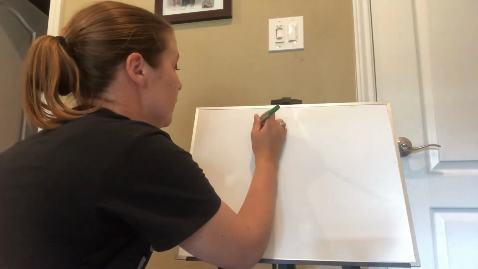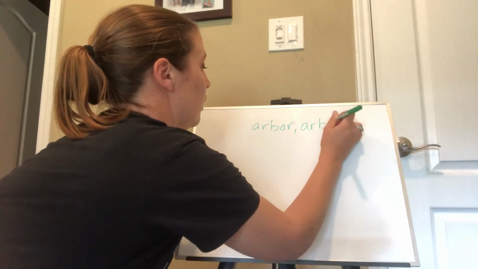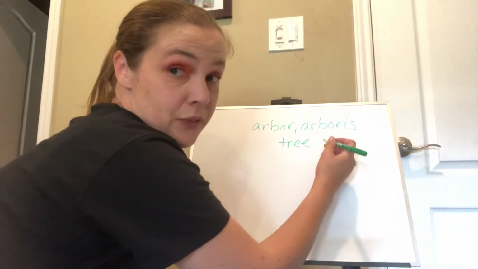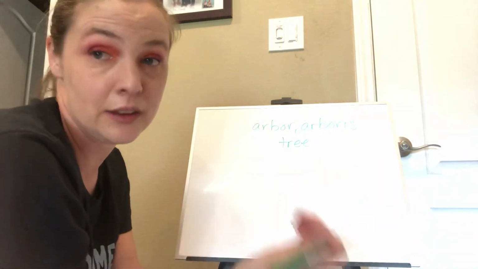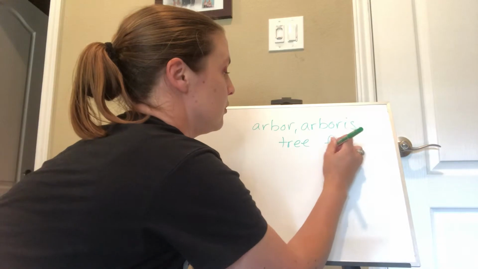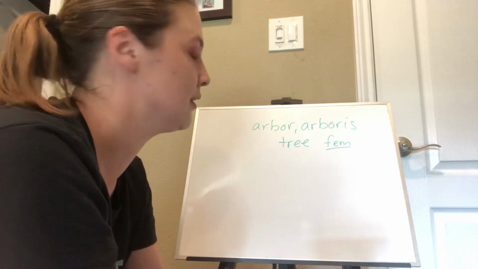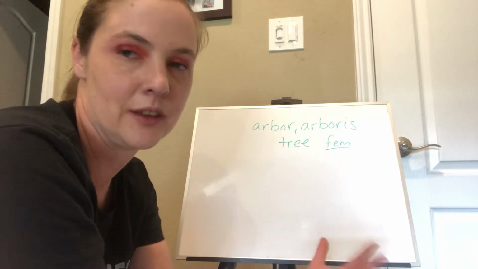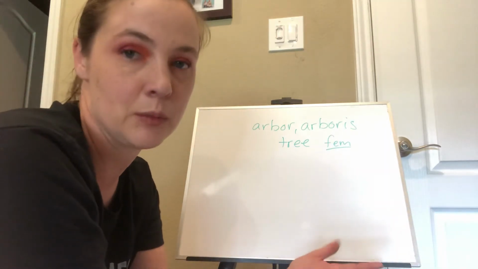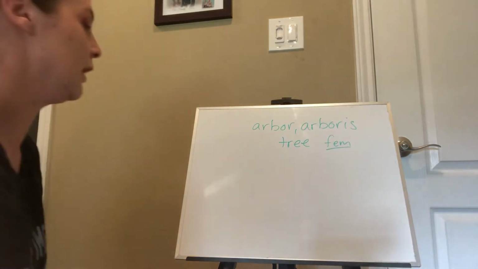So, we're gonna decline arbor, arboris. This is your word for tree. It happens to be feminine. The endings aren't any different, okay? The feminine looks the same as the masculine, okay? Tree is feminine, grammatically feminine, all right? It has nothing to do with, like, sex, as in the sex of a person, okay? It has everything to do with grammar. All right, so there's one, all right?